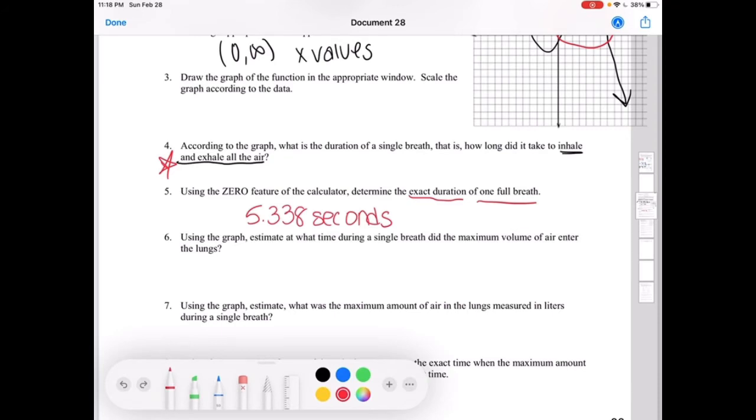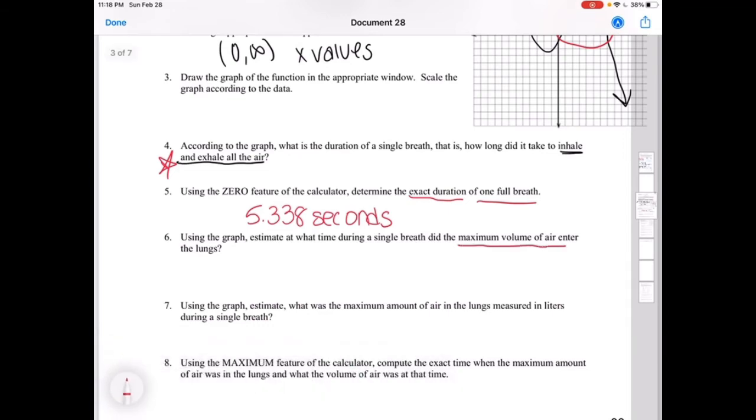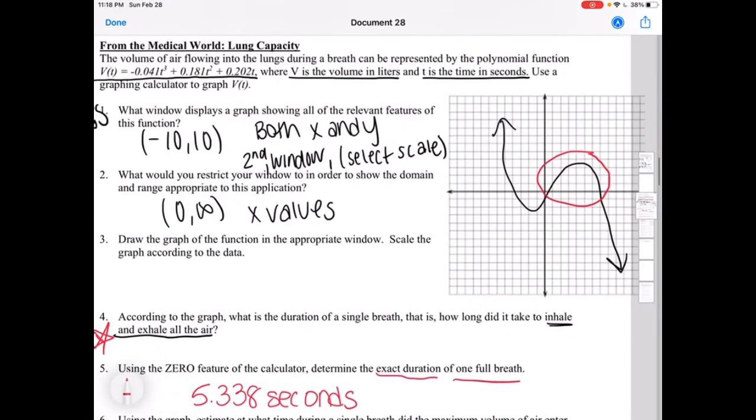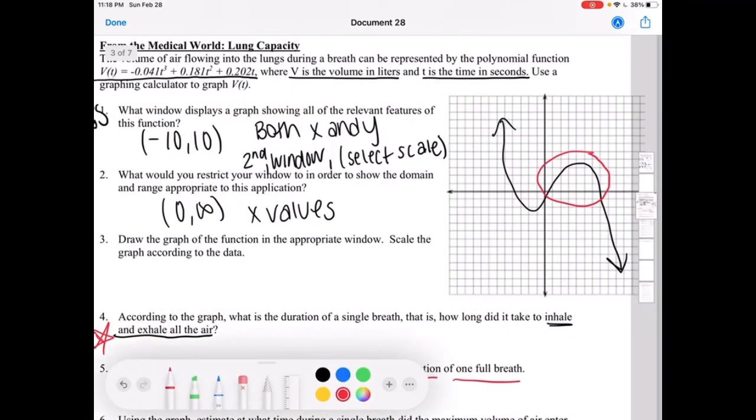So, okay, at what time during a single breath did the maximum volume of air enter my lungs? The maximum value of air. So if I'm looking at the maximum value of air, you can look at this graph or this rough graph or the one you sketched. I'm going to do this one first. So I'm going to write in blue. I'm looking here at my inhale and exhale.